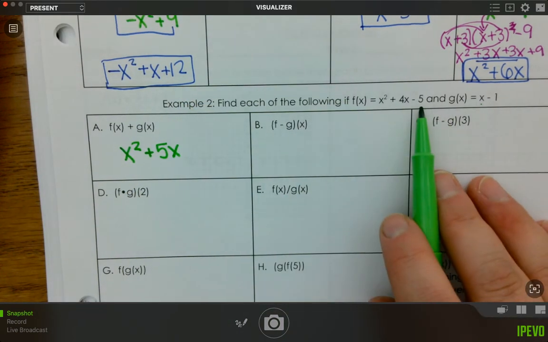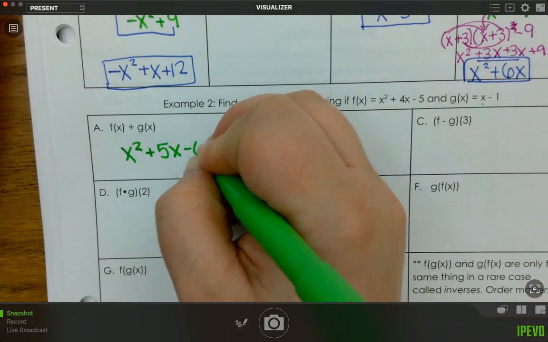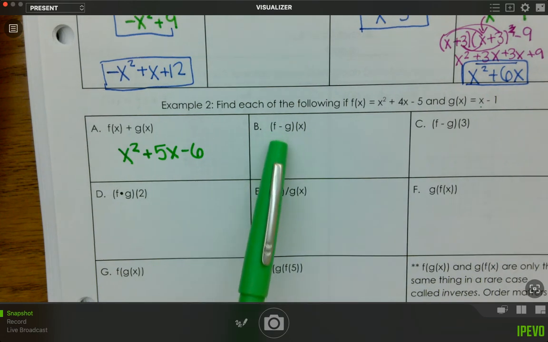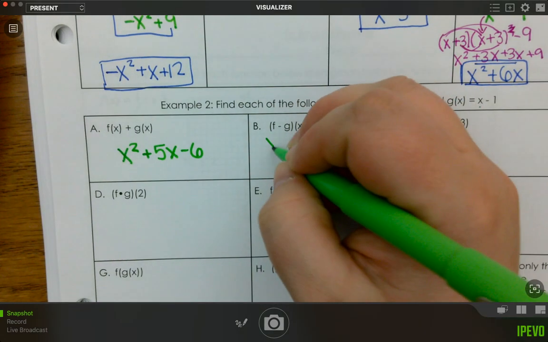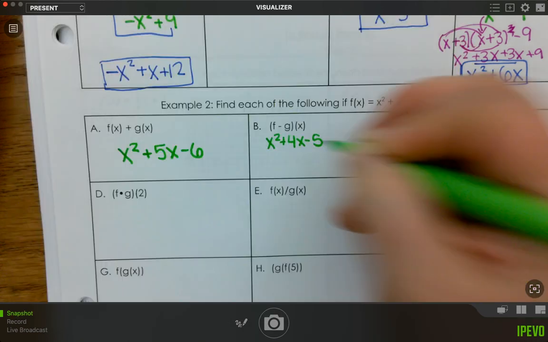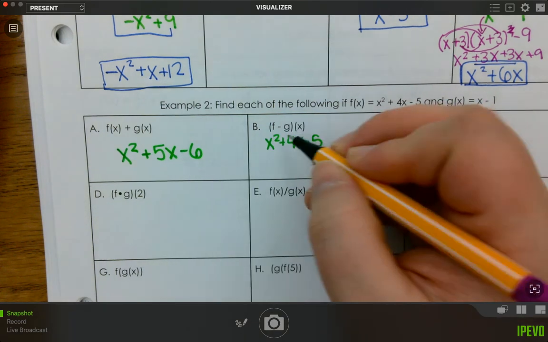And then I have negative 5 plus negative 1. So you're just combining like terms. You don't have to write it out the same way I did up there. It honestly just takes longer and you don't really need it. The time you do need it, though, is when you're subtracting. So I'm going to go ahead and write f of x. And then when I write g of x, I'm going to multiply it by this negative.